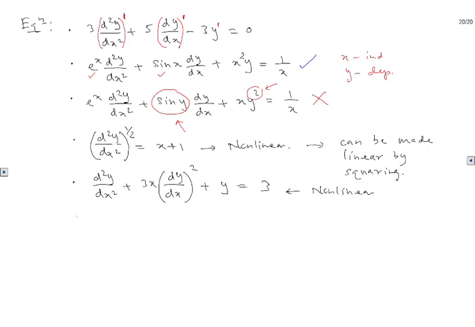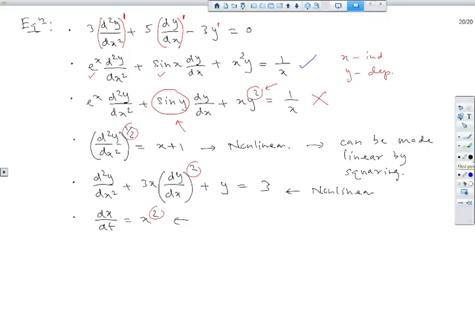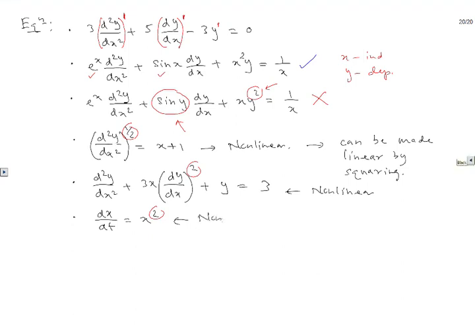Good. And then how about this one? dx over dt equals x squared. Linear or non-linear? This is again non-linear because here the dependent variable is x now, and it is a square term. So this is a non-linear first order equation.